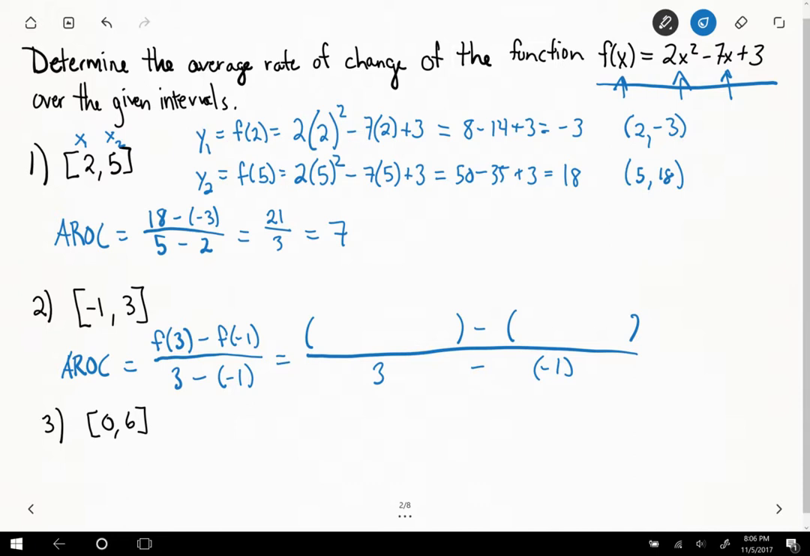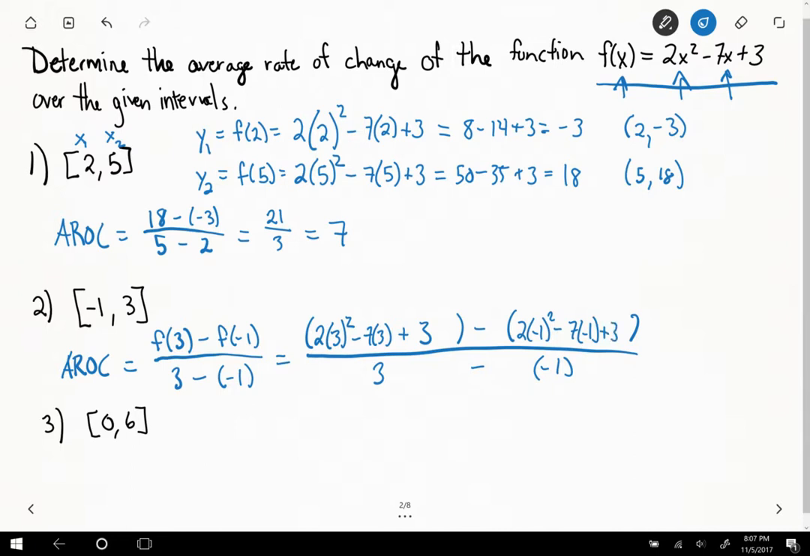So f of 3, let's figure out what that is. We're going to replace all the x's with 3. So we have 2 times, once again, 3 squared, minus 7 times 3, and then plus 3. And then for the negative 1, remember we're going to replace every x value with negative 1. So every x value up at the top has to be replaced with negative 1. So you get 2 times negative 1 squared minus 7 times negative 1 plus 3.